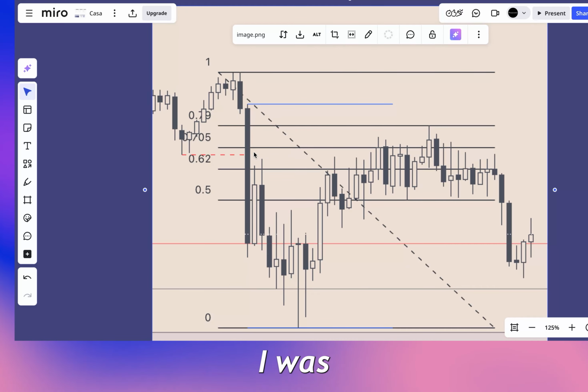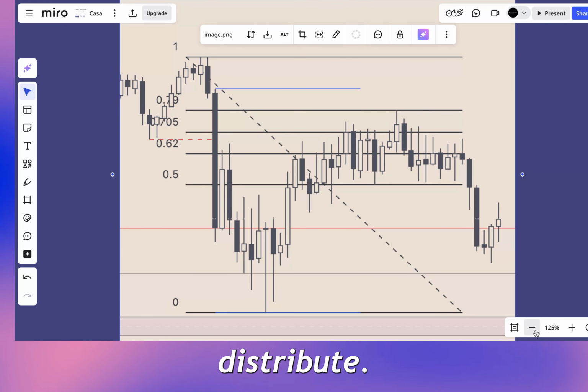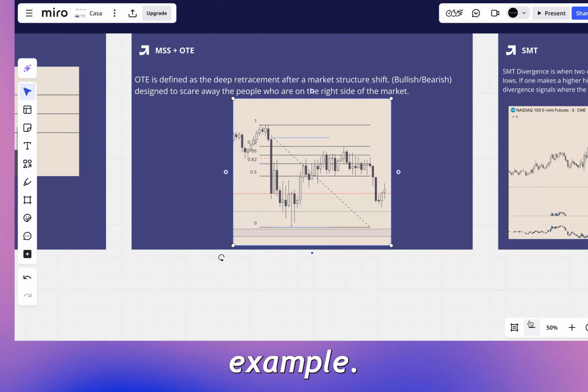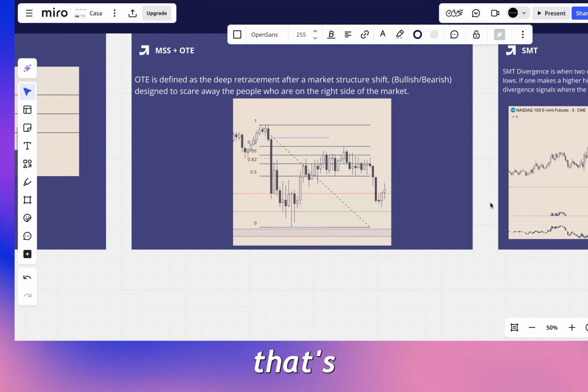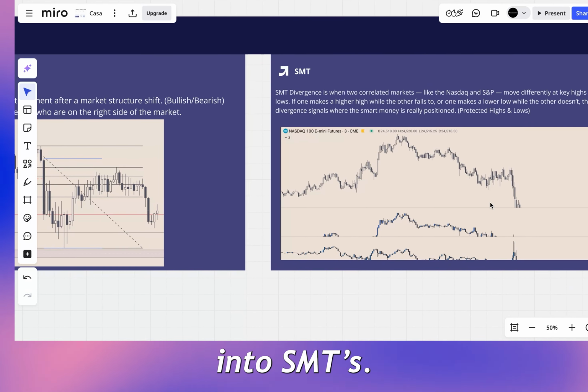To the T, the 705 level aligns with this fair value gap. And then what happened right after? We start to distribute straight to take profit. This is a super duper clean example. But yeah, that's on the lower time frame. I believe that was the M3. Now we need to get into SMTs.